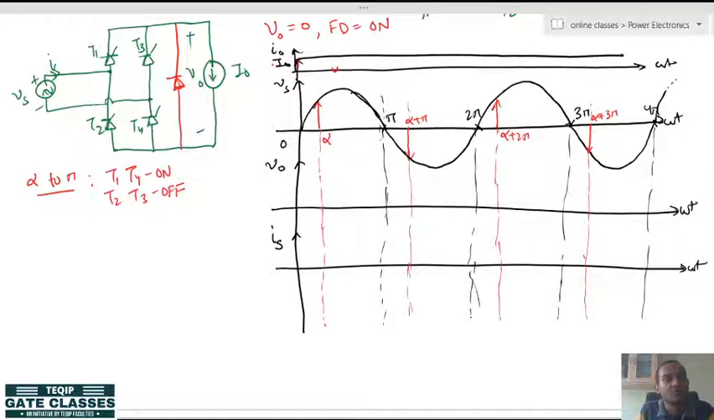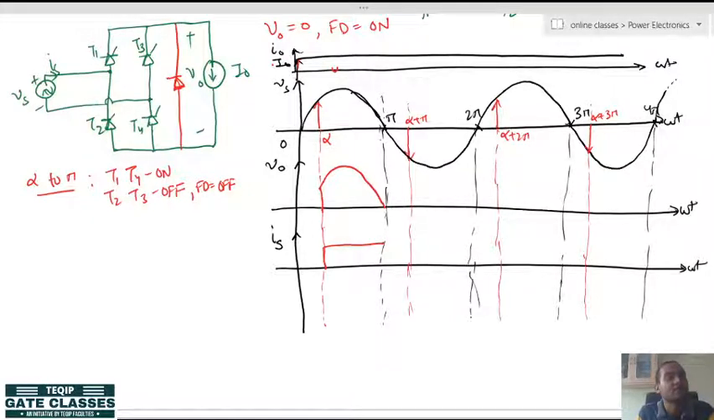Due to T1 and T4, the load is in parallel with the source, and the freewheeling diode is also off. So the load is in parallel with the source, and the output voltage will be the same as the source voltage. So, we will get the output like this, and the source current will be positive, because T1 and T4 are conducting. All right, no problem.